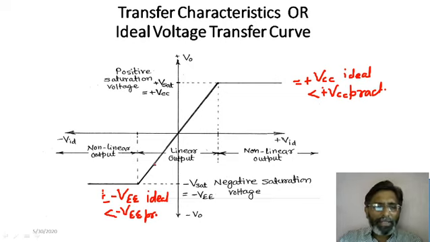You can see that up to this point the output changes with respect to input, but after this it doesn't change, and on this side also up to this point it changes, after this it doesn't change. So from this point to this point, this is known as the linear output or linear operating range of the op amp, and beyond this we call it non-linear, because here the output is not proportional to the input.